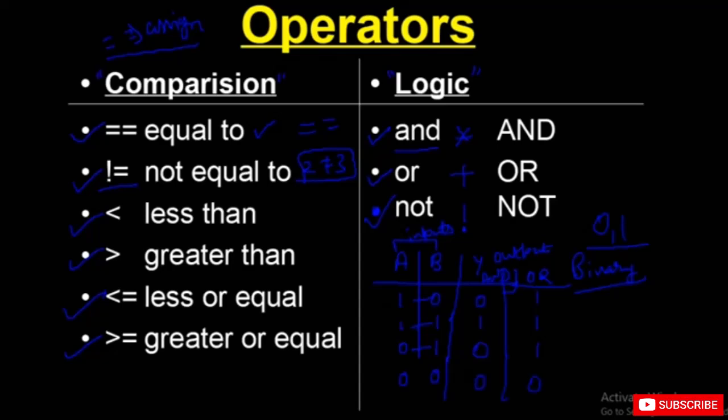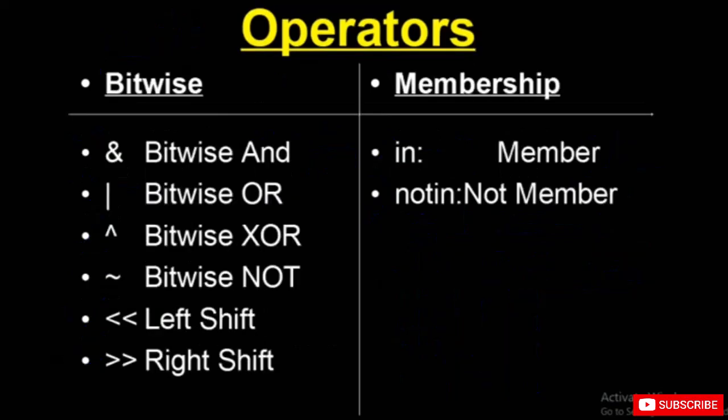Why have I not added the NOT gate? Because in the NOT gate, we simply take one input and one output. So if it's 1, it's going to make it 0, and if it's 0, it's going to make it 1. So that's pretty much it.